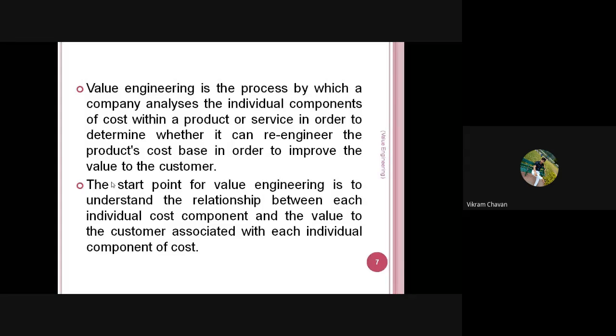Okay, what is the basic? First, it is nothing but the process by which a company analyzes the individual component of a cost within a product. Okay, in a product, the cost analysis of each component is done. And in service, if we are providing a service, then what all are we giving in that service. Okay, each component or individual service.